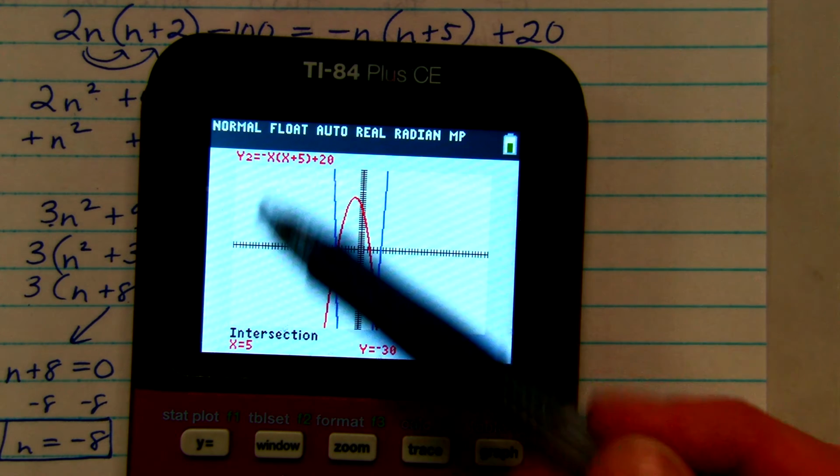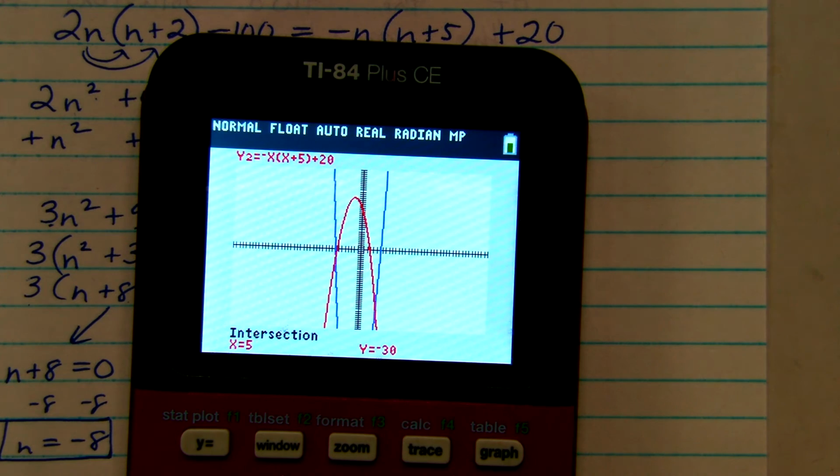This is a little cumbersome if you're not going to remember exactly what to do, but it is a way that you could check by using your calculator. Just figure out where the two sides of the equation intersect, and your solutions are the x value.